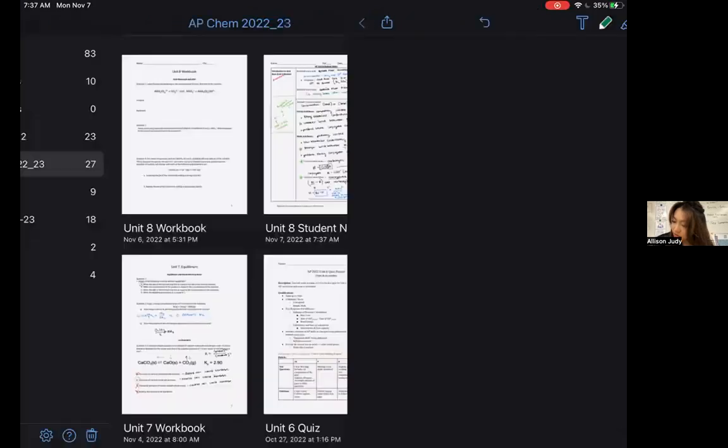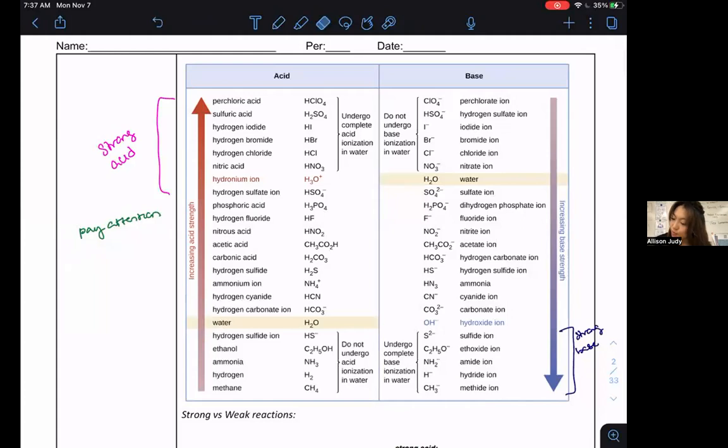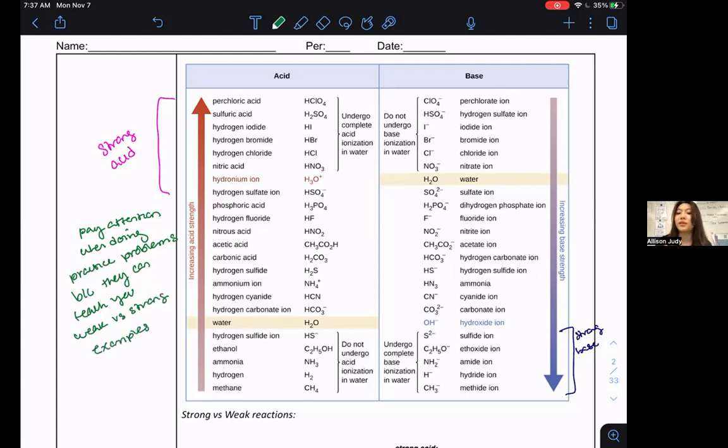Pay attention when doing practice problems, because they can teach you weak versus strong examples. So that's kind of how I would learn this table: I'd focus on memorizing maybe the weak and the very strong acid and the really strong base, and then let practice problems teach you.